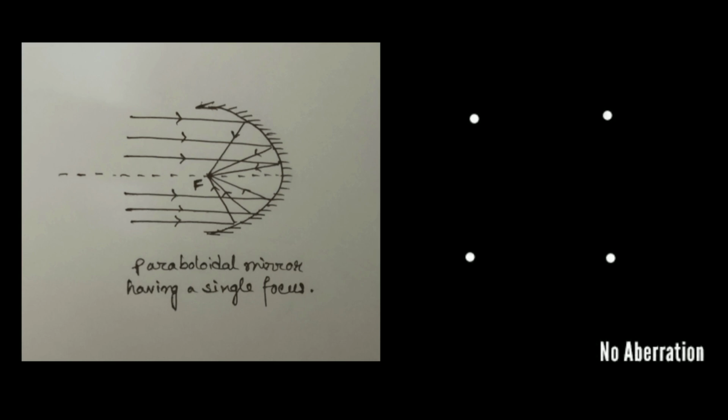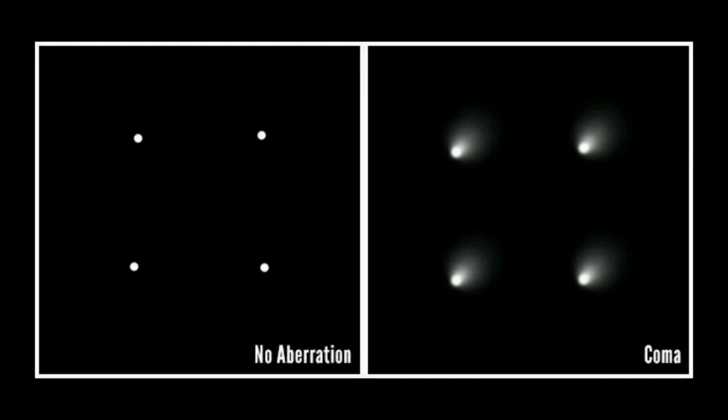In spite of all this, the telescope has a small disadvantage. If the eye of the observer is positioned near the edge of the field of view, then stars look like comets. This type of defect is called coma.